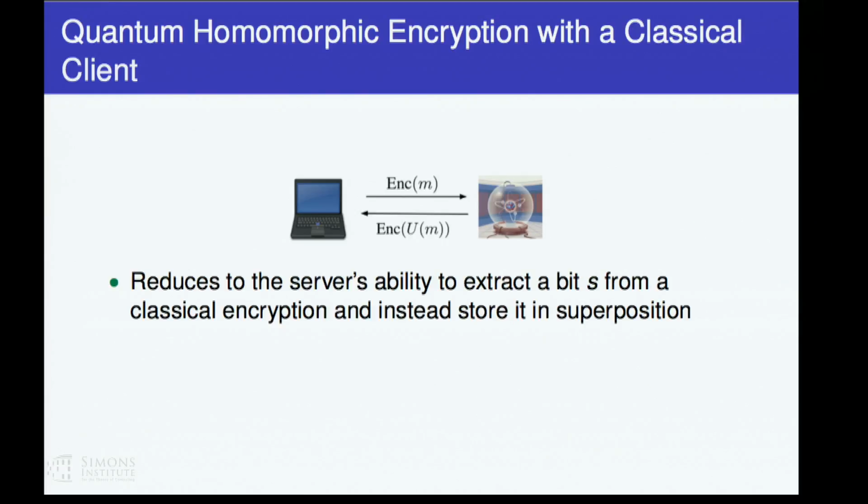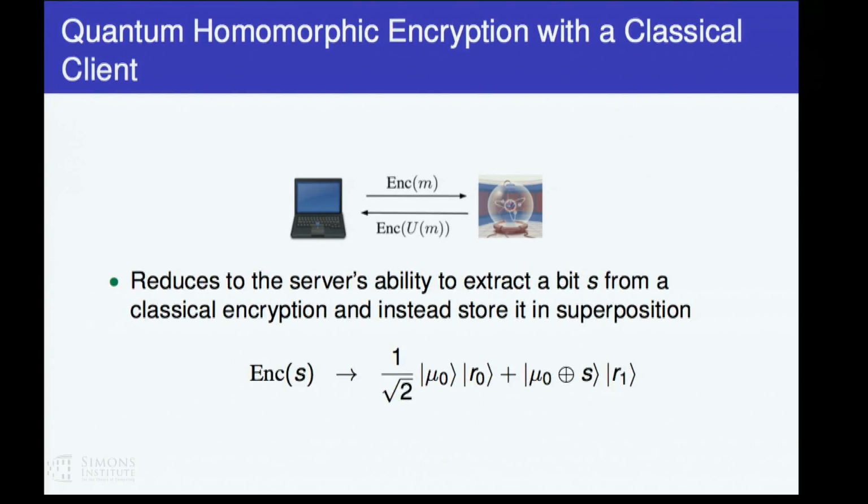Okay, this question intuitively reduces to the server's ability to extract a bit s from a classical encryption and store it in superposition. This is because he's only getting classically encrypted data, but he needs to somehow compute with it in superposition. So he needs to extract the classically encrypted bit and put it in superposition. And that's what I'm trying to show here.